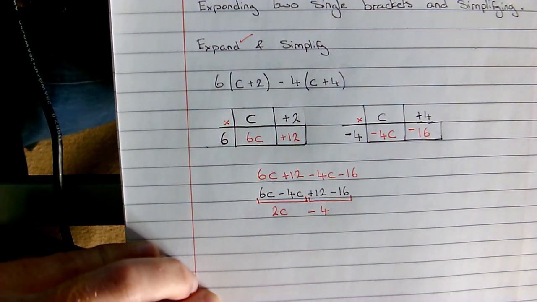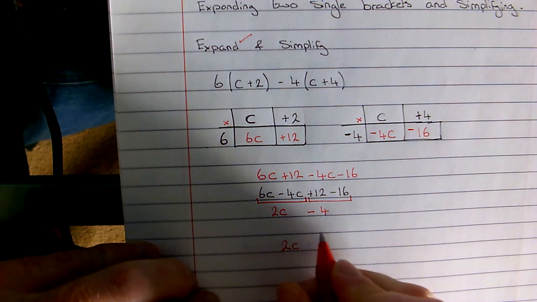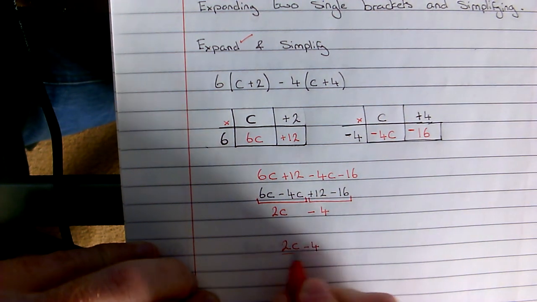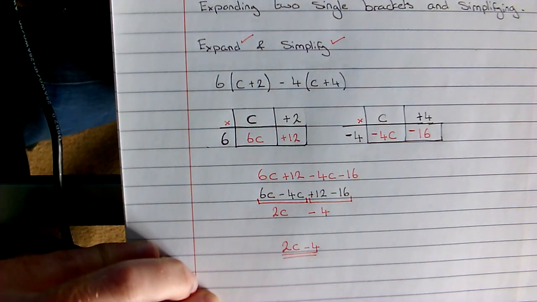Now, that's actually my final answer. That has now been simplified. We've gathered the like terms. So our final answer to this question is 2c minus 4. And we have then simplified the original question.